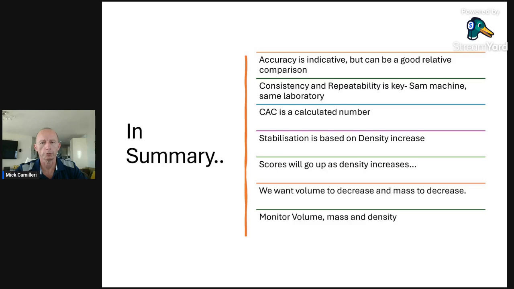If I want to focus on things, I want to see the stabilized plaque happening, which is a density increase. I want to see the volume decrease and the mass decrease. The score will go up as density increases if we don't have any increase in volume. Even with volume stationary, if density increases, then the score will go up. We want to monitor the volume and the mass and the density.